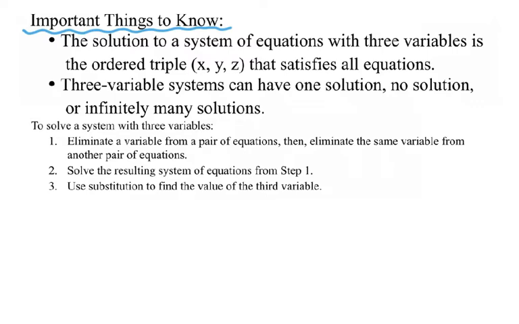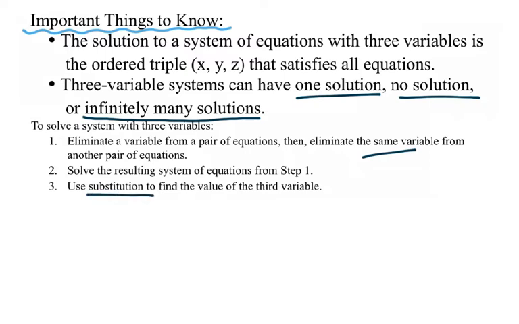3 variable systems of equations can have 1 solution, no solution, or infinitely many solutions. So that's a little bit different than what we did on our previous lesson. And then to solve a system with 3 variables, number 1, we're going to eliminate a variable from a pair of equations, then eliminate the same variable from another pair of equations. I'll show you what I mean. Number 2, we're going to solve the resulting system of equations from step 1. And 3, we're going to use substitution to find the value of the 3rd variable.